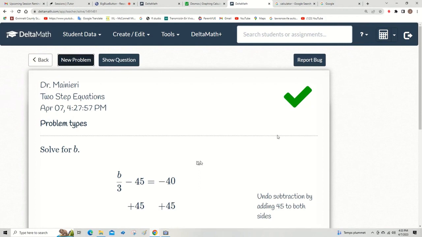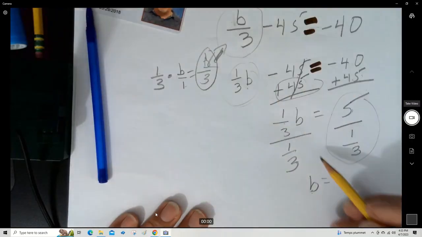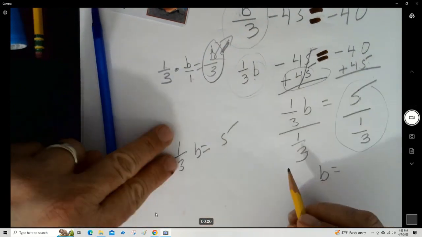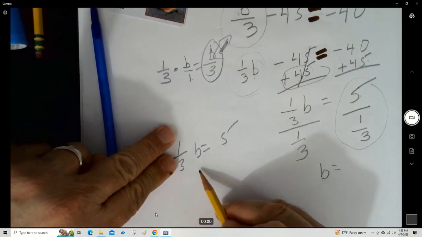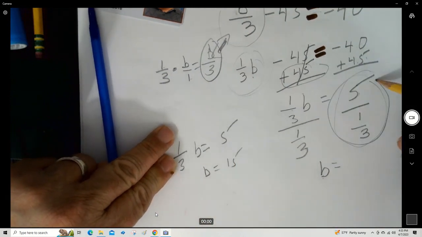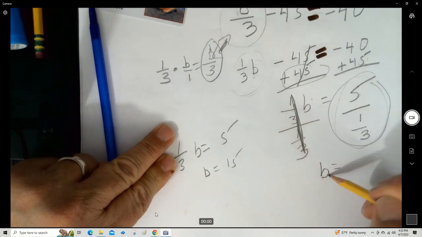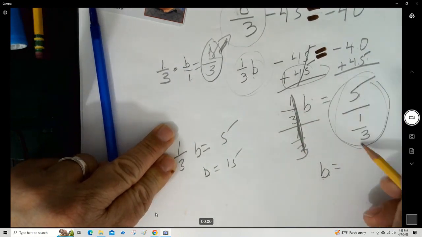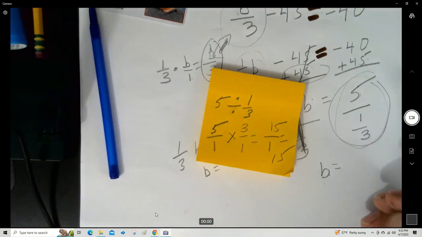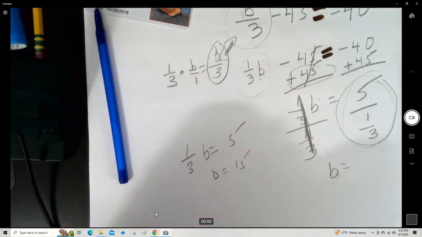Okay, so back to the camera. There it was. So what do we have? We have 1/3 b equals 5. We divided both sides by 1/3. We got b equals 15. Of course, that's what we did right there. This divided by this is 1, 1 times b is b, and we went 5 divided by 1/3. There it was right there. We got our answer of 15. All right.